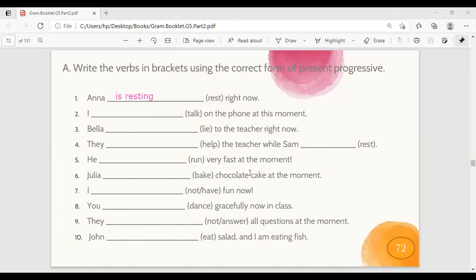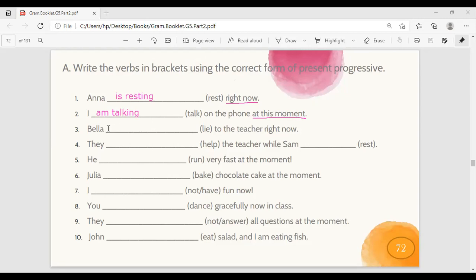Yes. Number 2. I talk on the phone at this moment. I am talking on the phone at this moment. Okay. Any necessary changes to the verb? No. We do not change anything in rest and talk. Guys, where are the time words in sentence 1 and sentence 2? At this moment and right now. Excellent. You see? Something is happening now, right now, at this moment. These time words are very important. Thank you.